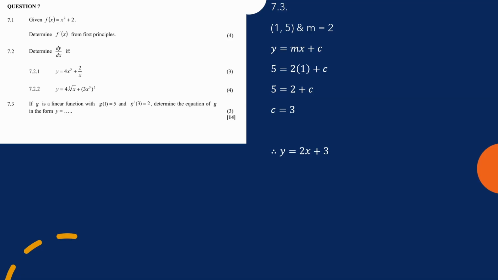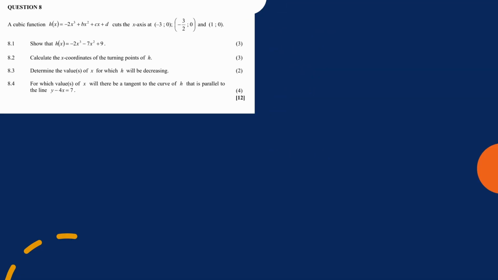Now moving on to question 8. The problem statement reads as follows. A cubic function h of x is equal to negative 2x cubed plus bx squared plus cx plus d cuts the x-axis at (negative 3, 0), (negative 3 over 2, 0), and (1, 0). 8.1. Show that h of x is equal to negative 2x cubed minus 7x squared plus 9.